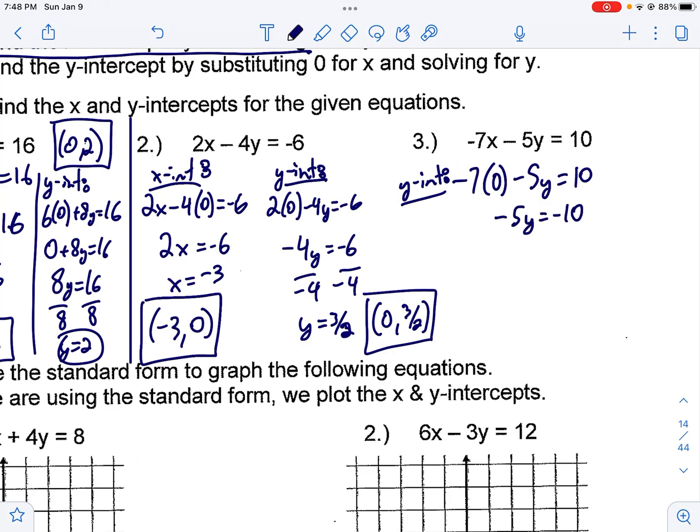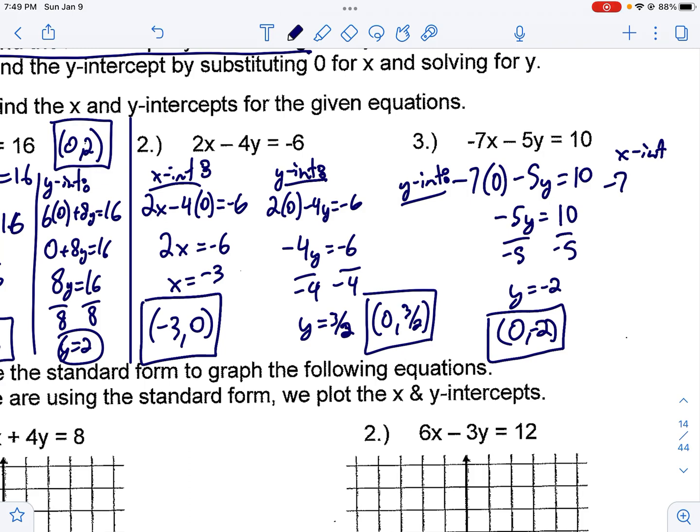Negative 5y equals positive 10, so we divide by negative 5, and y equals negative 2. Written as an intercept, that would be 0, negative 2.